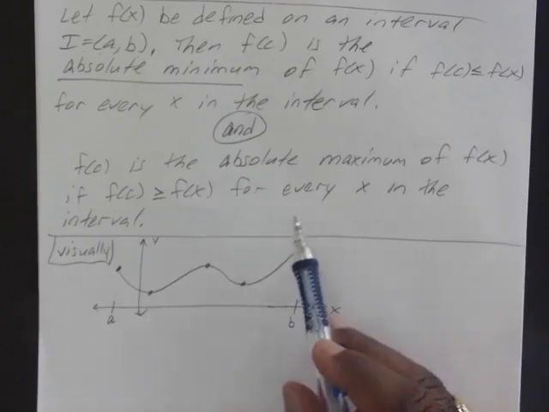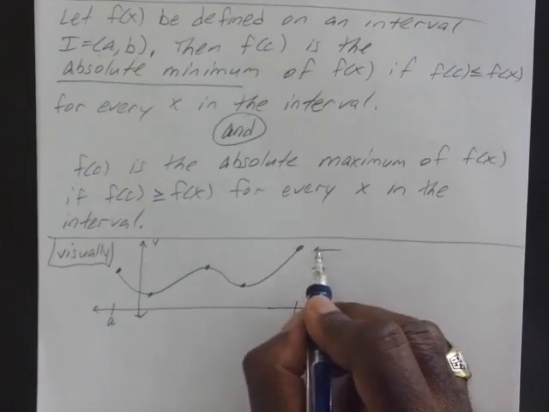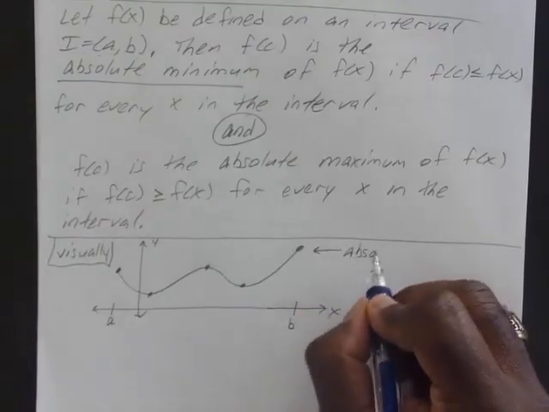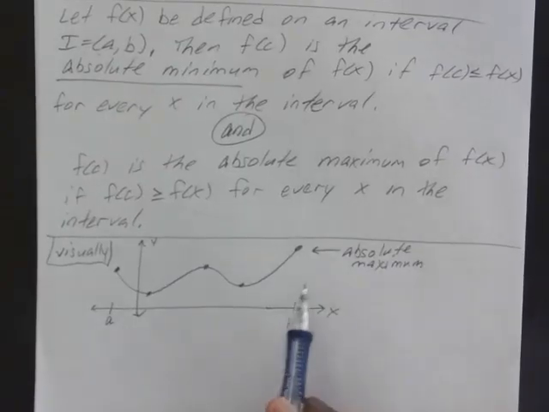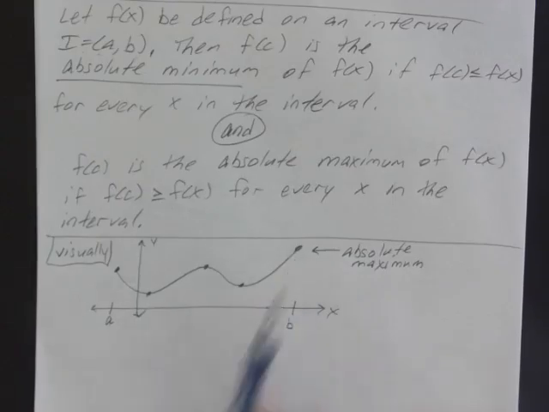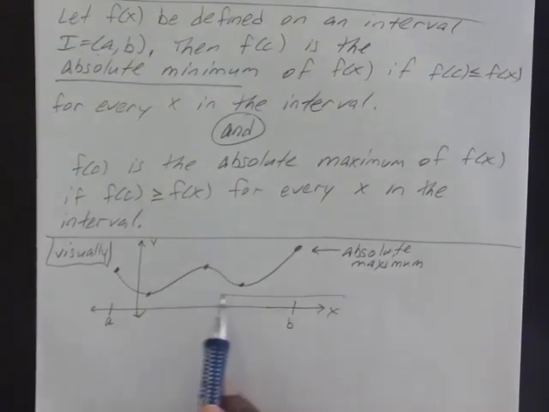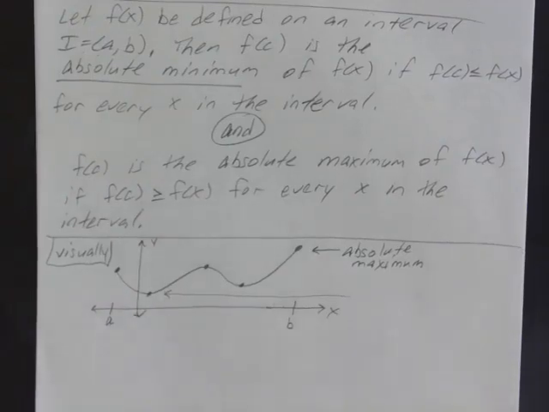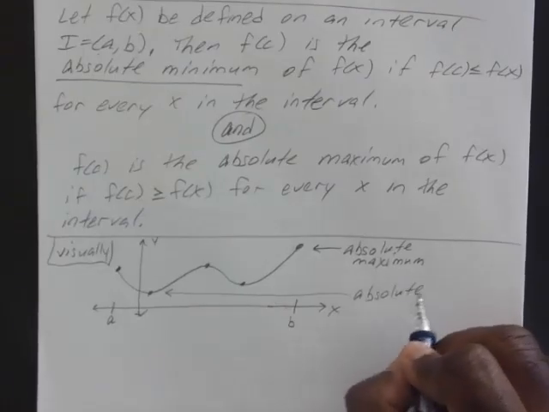If we look at the highest point, or the greatest y value or f of x value on this graph in that interval, then this point here would be your absolute maximum. In that interval, it doesn't get any higher than that point. And if we look at all of the low points, this is the lowest point out of all of them. So this is your absolute minimum.